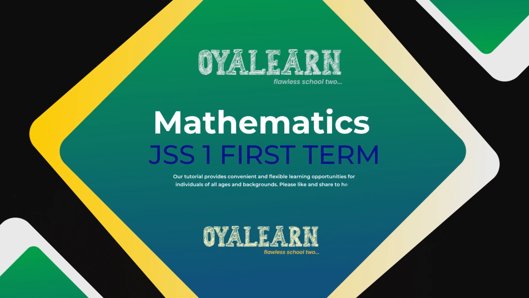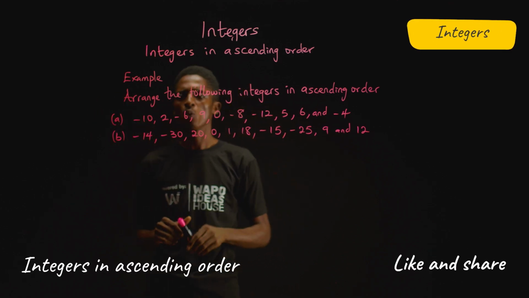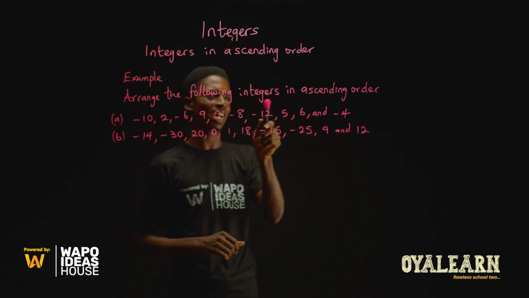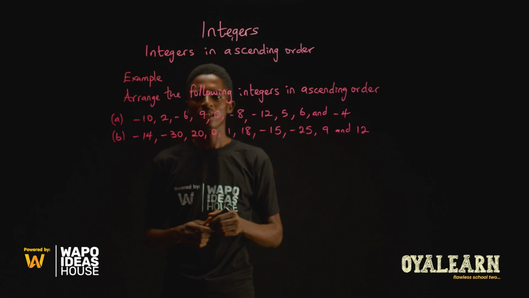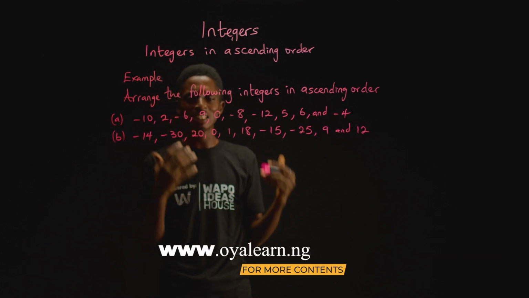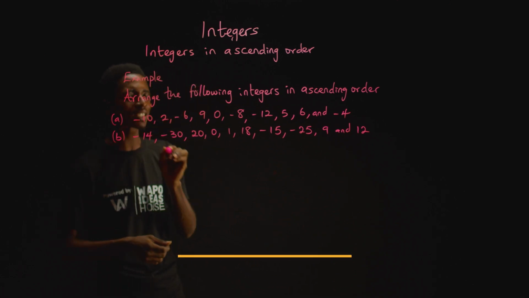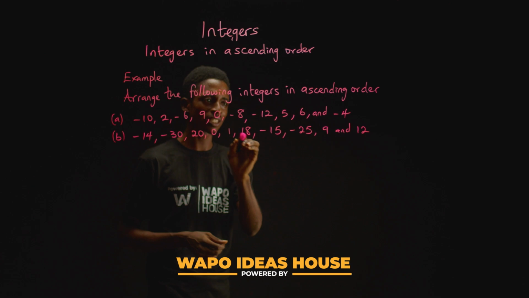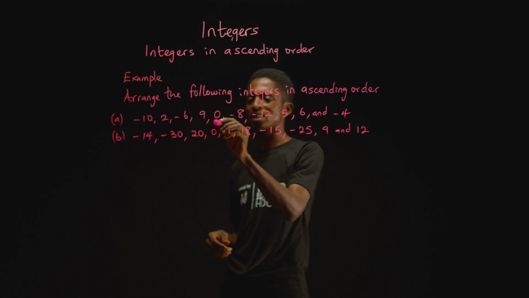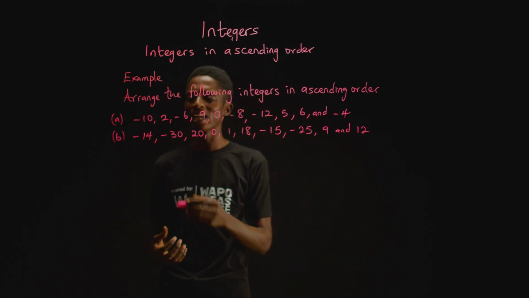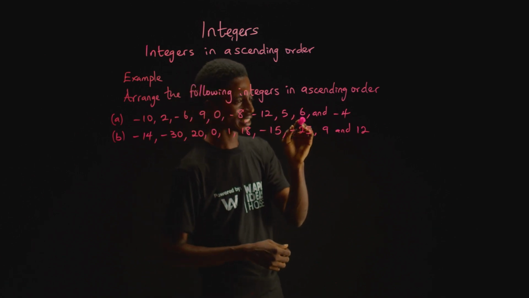Integers in ascending order. When you're faced with a task like the one in this example, where we are to arrange the following integers in ascending order, take a look at the numbers we have here. You see that we have a mixture of the different types of integers. We have our negative integers like -10, -6, -8, -12, and -4. We have our neutral integer in 0, and we have our positive integers in 2, 9, 5, and 6.